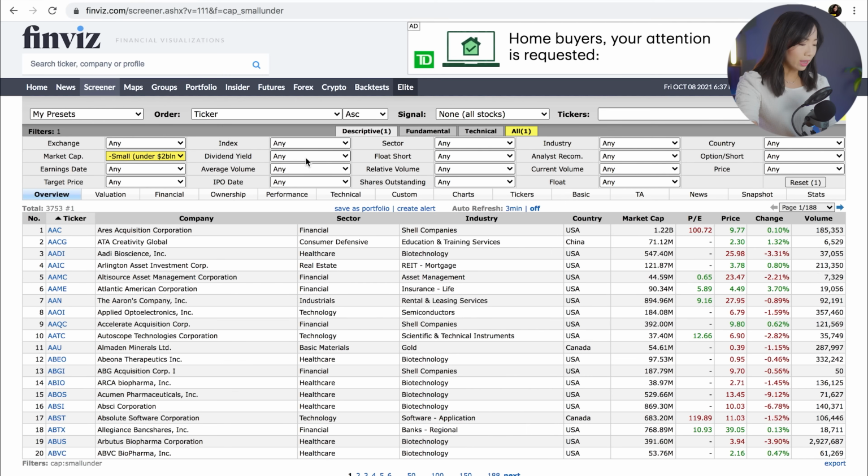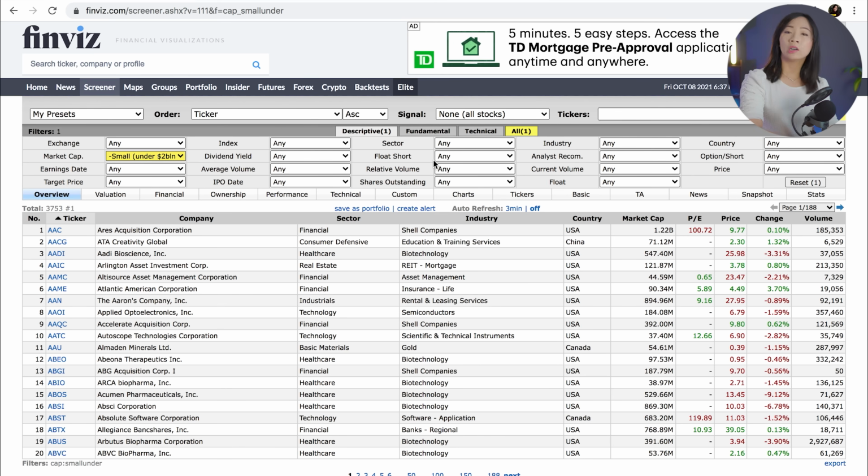So we got the market cap. Earnings dates, you can leave that alone. Target price, I leave that alone as well. Index, dividend yield, everything, I leave that alone. Now, I don't even care about the average volume. What's more important in the current market condition is relative volume.